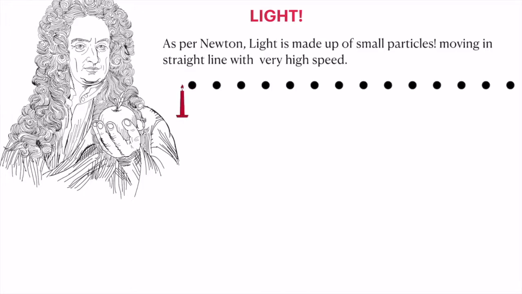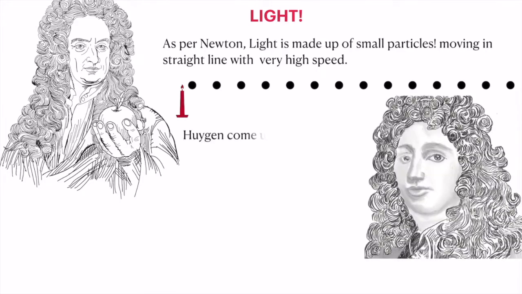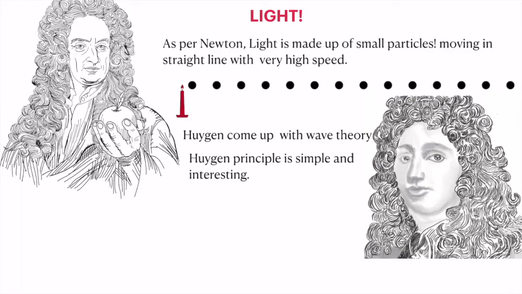However, this idea, the corpuscular theory of light, did not last very long. Soon, we had Huygens, who came up with the wave theory. Huygens' principle is very simple and interesting. As per Huygens, light propagates in a spherical wavefront, and each point of the wavefront further emits light as if it is a point source, and their envelope acts like a wavefront in the next step. So this way we have a complete propagation of light as waves.